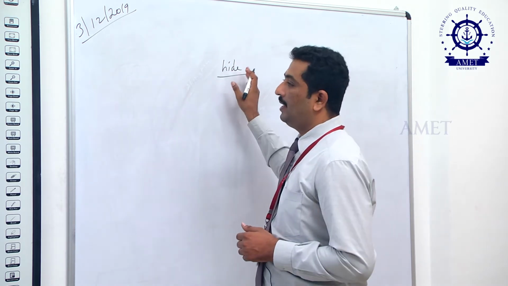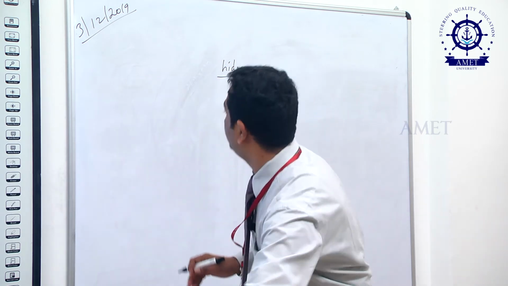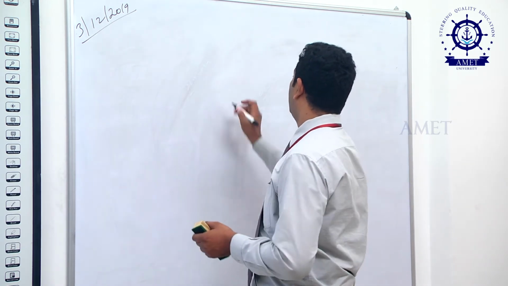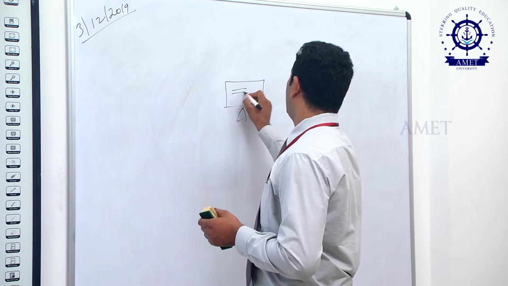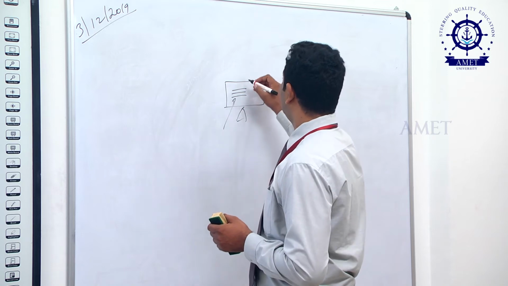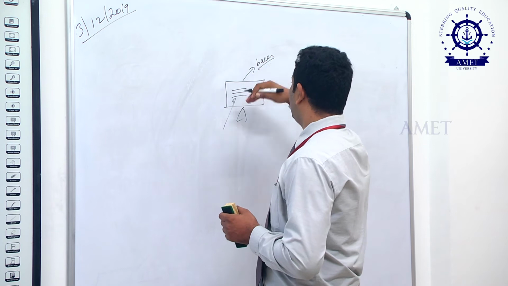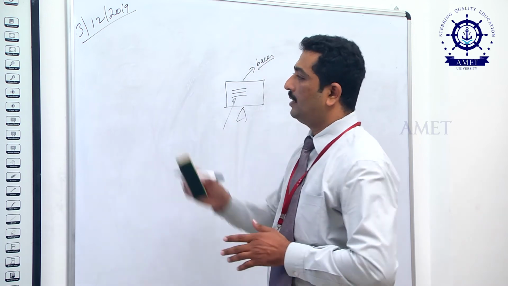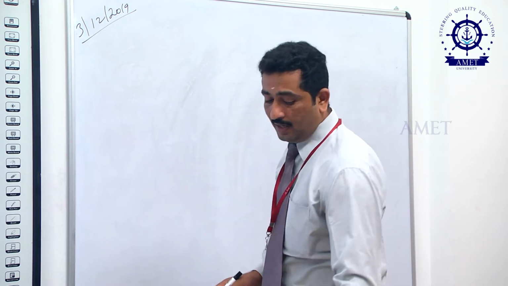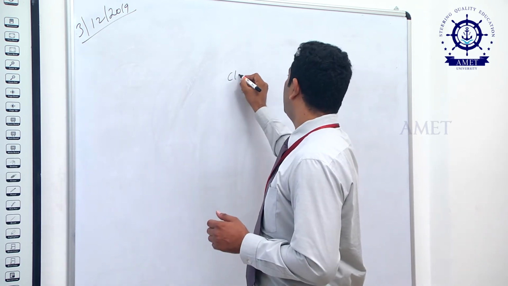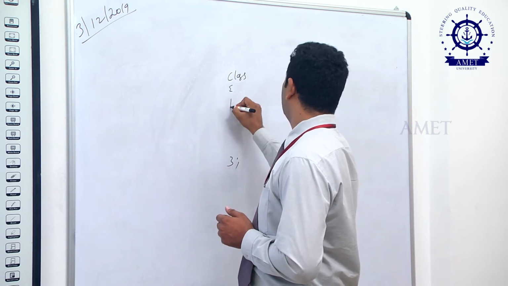We already discussed this. Suppose your screen is there. The user only sees the essential details and does not know the background details. We hide something from the user, and that concept is called data hiding. Programmatically, we use private and public. Suppose we write like this.